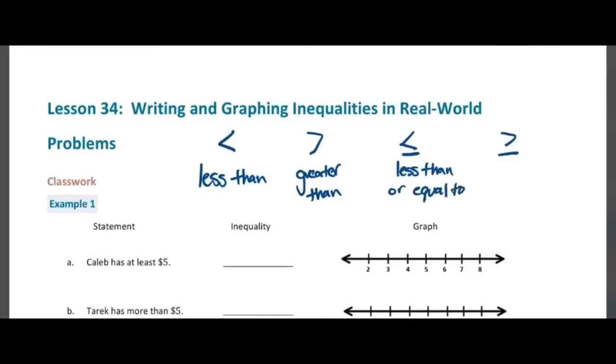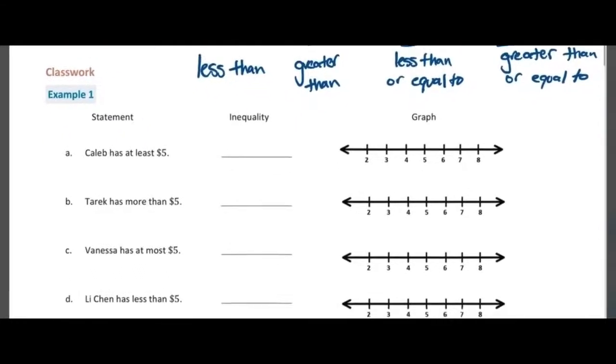Now remember, the line tells you it can be equal to. It's like half of an equal sign. So less than or equal to means that it could be less than the number or it could be equal to it, right? And then greater than or equal to means it could be bigger than the number or equal to it.